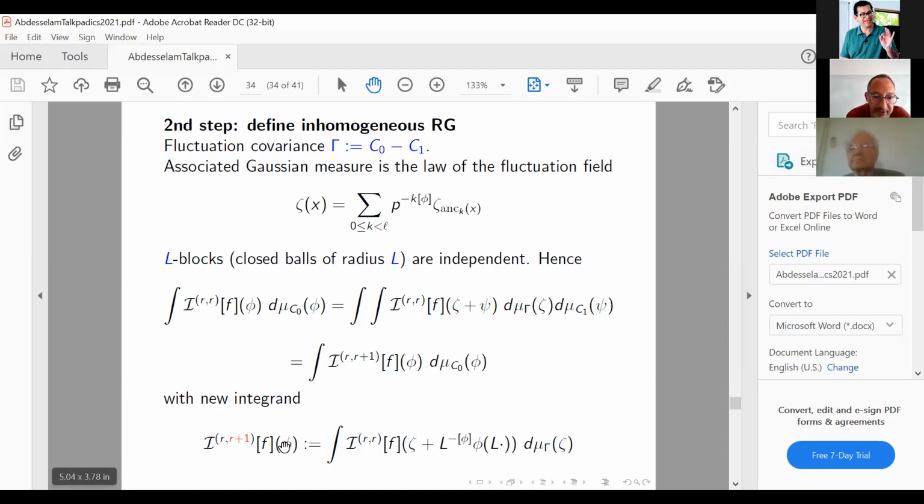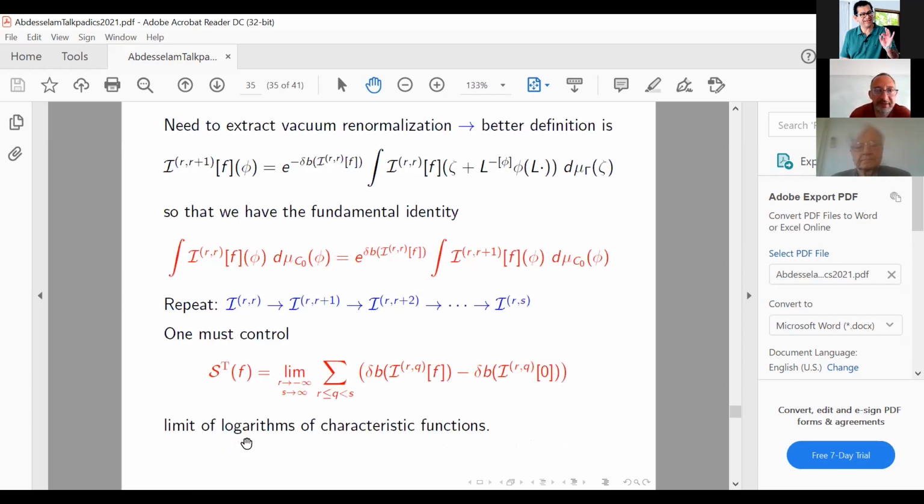Now I get a new functional of this phi, and notice that here I change the index on the right to r plus 1. So what we're going to do is iterate this. There is also a small modification, which means we extract a small constant each time we do this. But there is an exact relation between the integral I had at the beginning and the new integral with the new integrand, and I collect this quantity here, which depends on the test function. Then I repeat the procedure, and I'm going to get an integrand I r plus 2, etc.